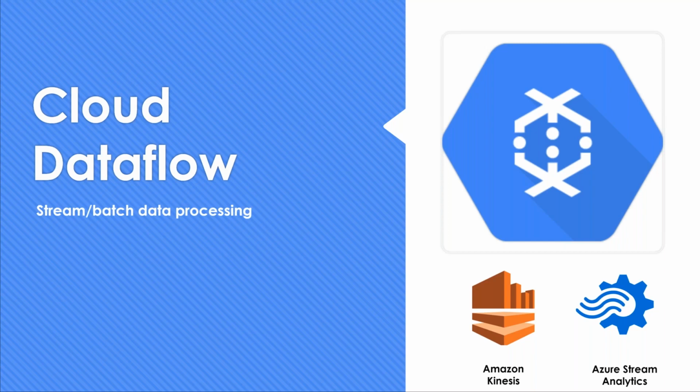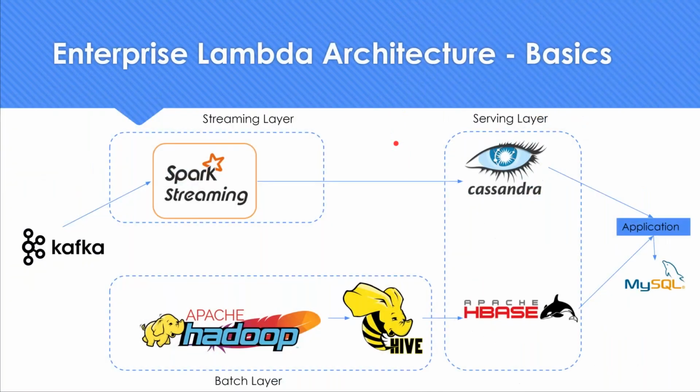Now, before we look into what is Dataflow, all those things, let's look into a standard architecture in enterprises, which is called Lambda architecture. Enterprise Lambda architecture. This is a standard architecture on-premise people use. What is this Lambda? It is a combination of stream processing and batch processing.